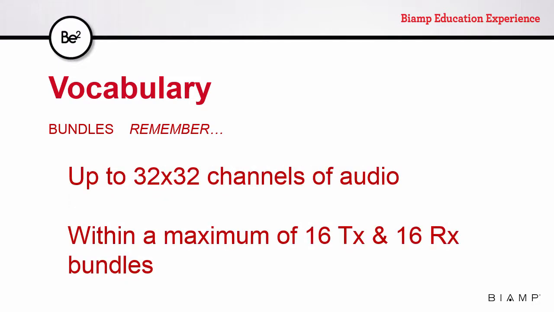As far as the bundle capacity and restrictions go, CobraNet is going to give you the ability to do up to 32 by 32 channels of audio within a maximum of 16 transmit and 16 receive bundles. In this case, you would be using 2-channel bundles.